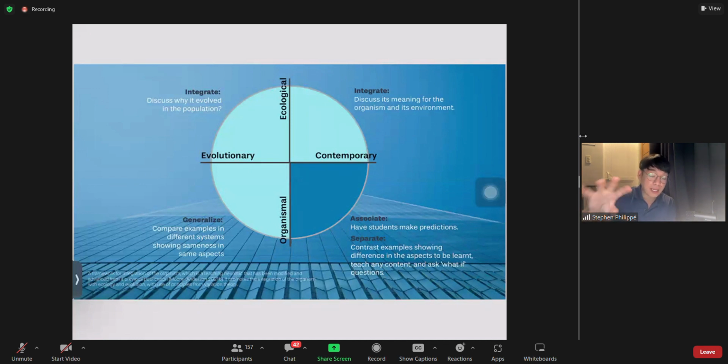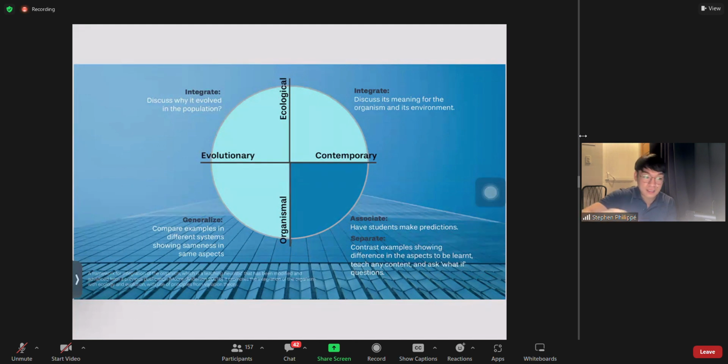So on presenting the topic or the lesson, diba, we typically have the 7 E's. When introducing the lesson plan, we could actually become more acquainted with this type of approach. Moore and Anderson 2021 promotes this integration of the organism. How is it evolving in the population? What is its meaning for the organism and the environment? And have the students make predictions.